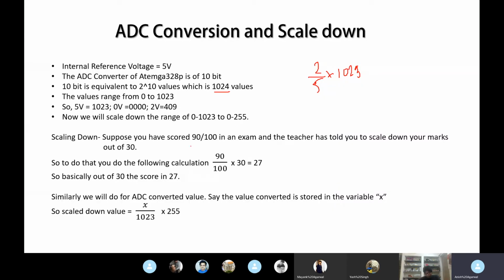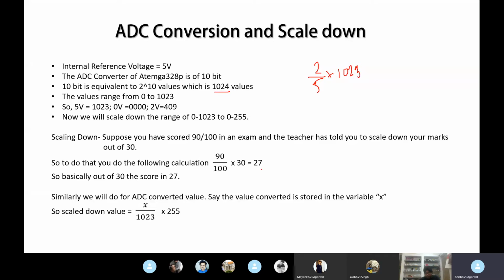Okay. So what is scaling down? Suppose you all have scored 90 marks out of 100 in an exam, and the teacher has told you to scale down your marks to out of 30. So how do you do your calculation? Like if you get 90 out of 100, then how much have you got out of 30? What you do is 90 divided by 100 into 30, which is 27. So out of 30, you get 27.